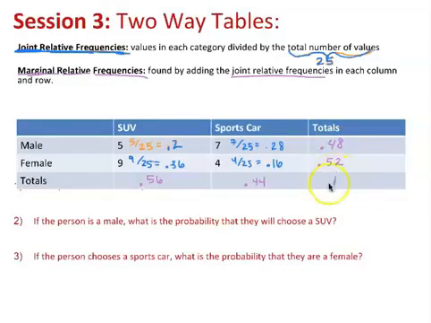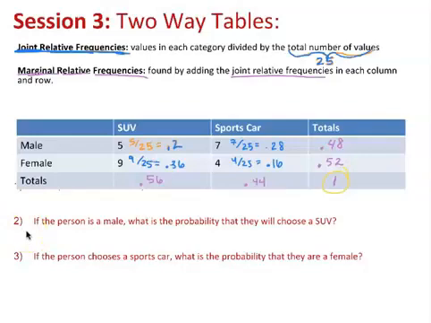If you do not get a total of 1 over here in this corner, you have done something wrong. You've done some math wrong. The total should always be 1. When we add up all of our marginal relative frequencies, when we add up the rows and the column, we should always get 1. So remember that, and that will help you to see if you've made any mistakes. And then we can use the data that we've just calculated to answer these two questions below.